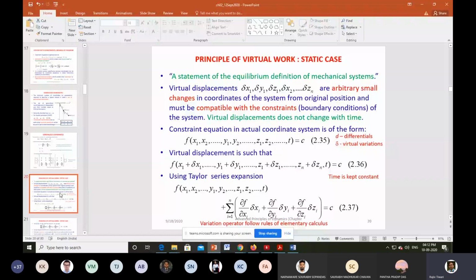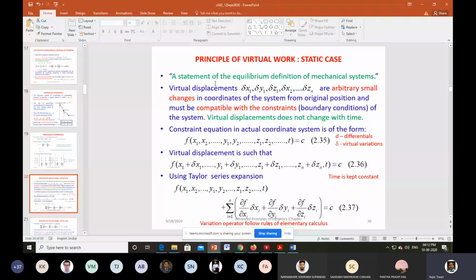because we need to obtain the virtual work for all the forces acting in the system. Hamilton's principle, which I mentioned, will be easier to apply as compared to virtual work. But this is a very basic approach, so that's why we are studying it. So what is this principle of virtual work? It is basically a statement of the equilibrium definition of a mechanical system.